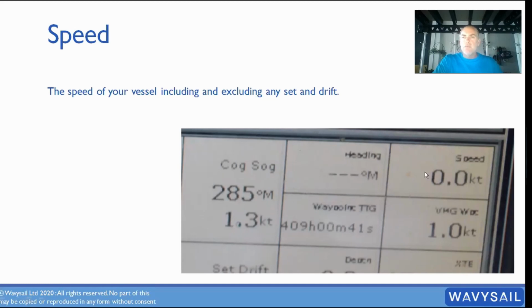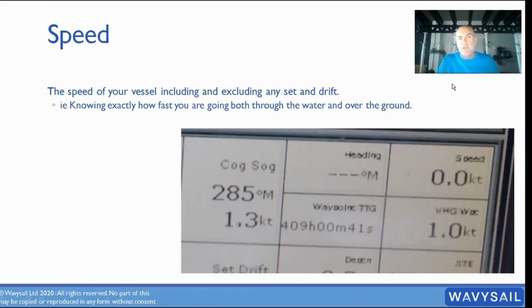The boat's not actually moving in the water. The boat's moving at exactly the same speed as the water, but we're still doing 1.3 knots over the ground. So that's the difference between speed and speed over ground. Knowing exactly how fast you're going both through the water and over the ground.